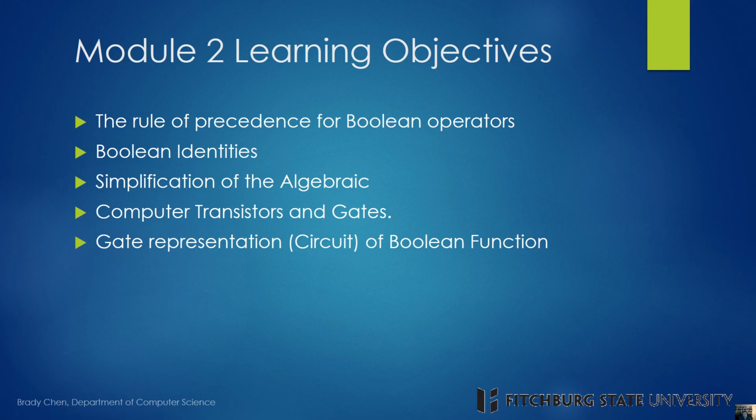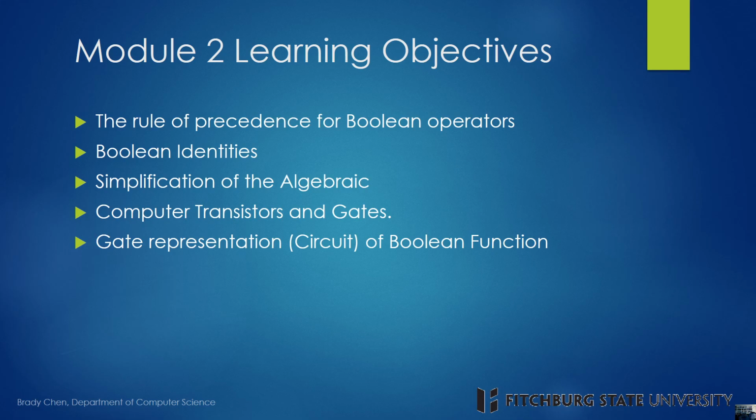Okay, so here are the learning objectives for Module 2. The first one, we're going to talk about the rule of precedence for Boolean operators. Now, the Boolean operators are basically the same as the Boolean operations we talked about in Module 1: the conjunction, disjunction, implication, and the negation. Since we're going to talk about the application of this Boolean logic, we're going to introduce some new symbols. And then we're going to talk about the Boolean identities.